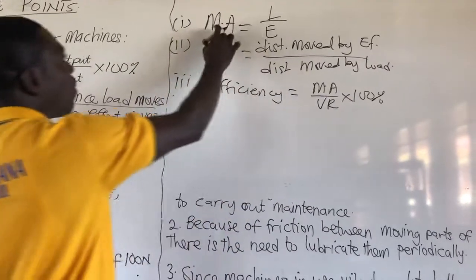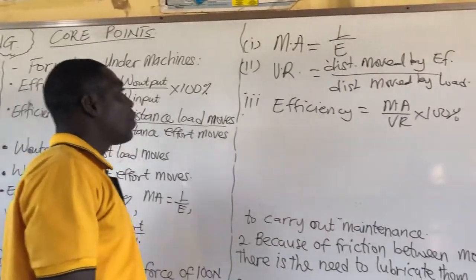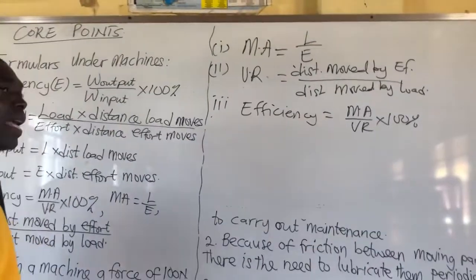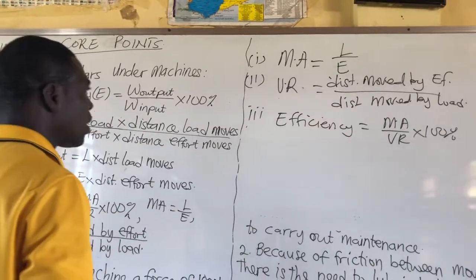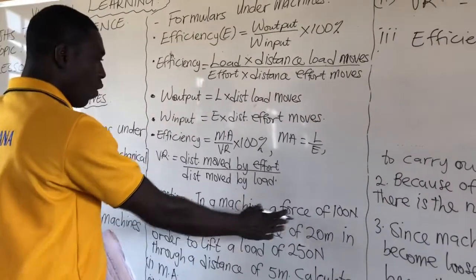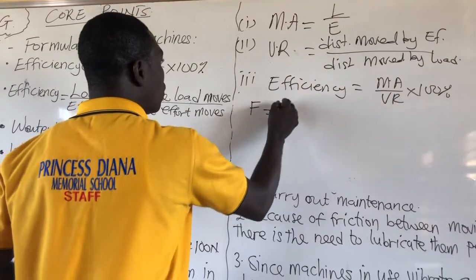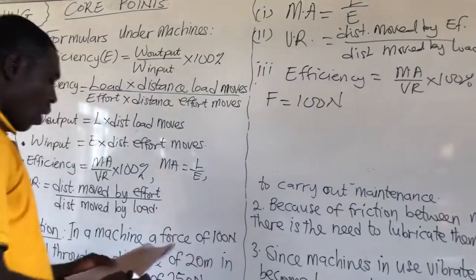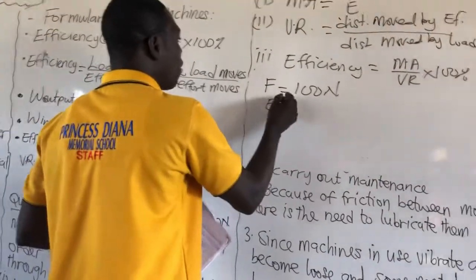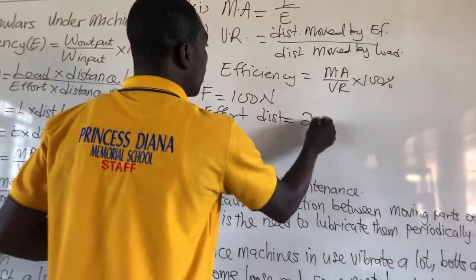Because we have been given the mechanical advantage, or we have to find the mechanical advantage, we have to calculate the velocity ratio. Therefore, when we are done with this, we can use it to find the efficiency of the machine. Now, we are given some information in the question. We are given a force of 100 newtons. That is the effort, or the force is equal to 100 newtons. We also have the effort distance as 20 meters.